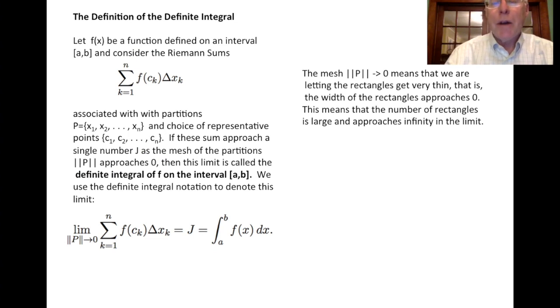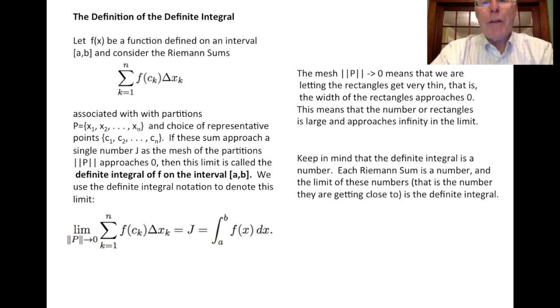So again, the fact the mesh goes to zero, remember what mesh means. The mesh of a partition is the length of the longest little subinterval. The mesh goes to zero means that we are letting the rectangles get very, very thin. In fact, the widths are approaching zero, and of course, that means the number of rectangles is very large and approaches infinity in the limit.